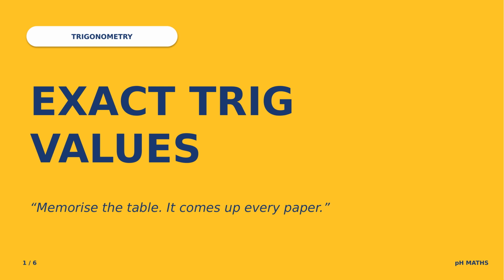Today's explainer is the exact trig values, sine, cosine and tangent of 30, 45 and 60 degrees. They come up every paper, every year on the non-calculator section. Memorise them once and you'll never lose those marks again.